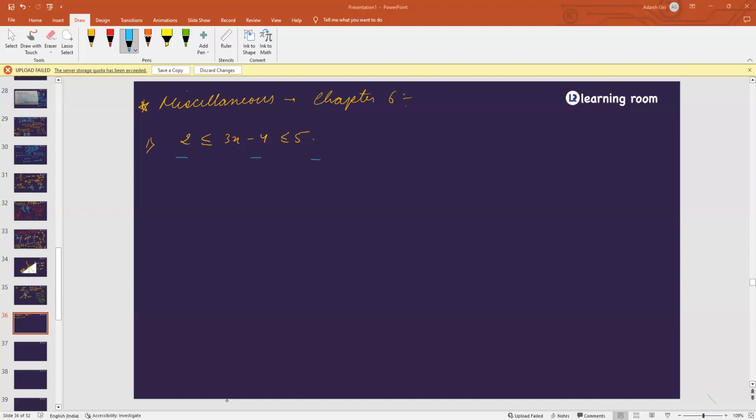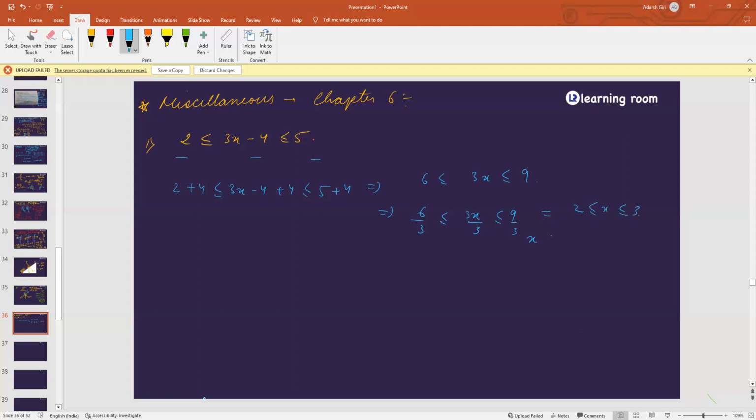So I'll be adding 4 on all three sides: 2 + 4 ≤ 3x − 4 + 4 ≤ 5 + 4. So it will be 6 ≤ 3x ≤ 9. Now I have to remove this 3, so I'll divide all three terms by 3: 6/3 ≤ 3x/3 ≤ 9/3. So it will be 2 ≤ x ≤ 3.